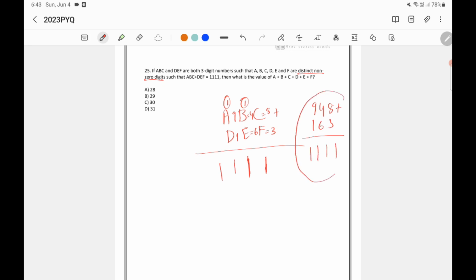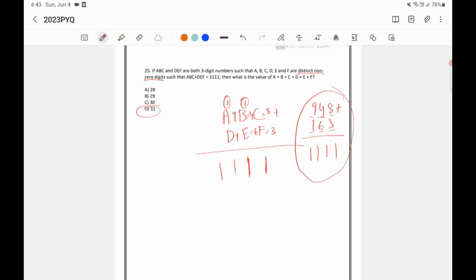So this is one possibility. Now if you add 9 plus 4, that is 13, 13 plus 8, 21, 21 plus 1, 22, 28 and 31. You are going to get 31. So 31 is the answer. So 948 plus 163 is not the only possibility here.